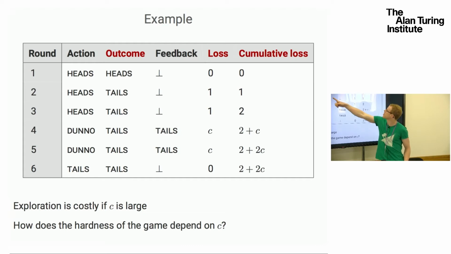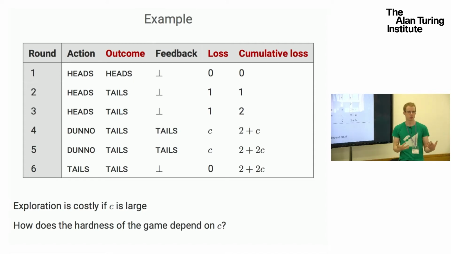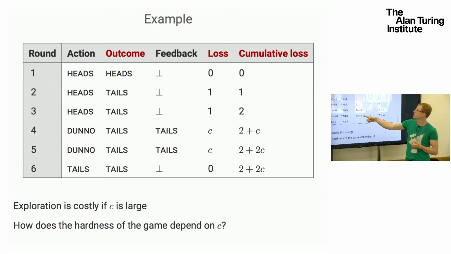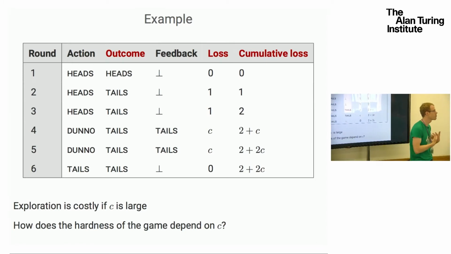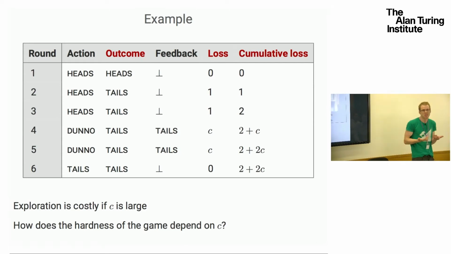So you choose heads, the outcome is heads, you suffer no loss, and the cumulative loss is 0, but you don't observe anything interesting. Right? And maybe after a few rounds, you think, I should probably try and find some information out. So you say you don't know, and now you get feedback which actually tells you what happens, but you suffer some loss. Right? And so somehow you have to balance how many times you say I don't know against the cost of the information that you gain by doing that.